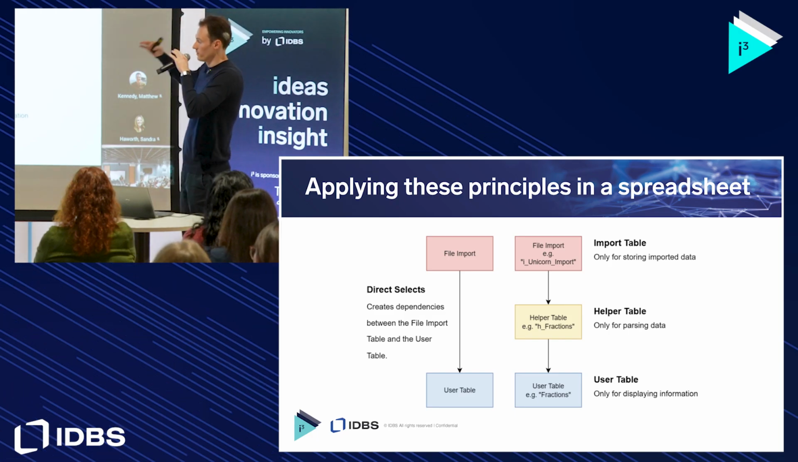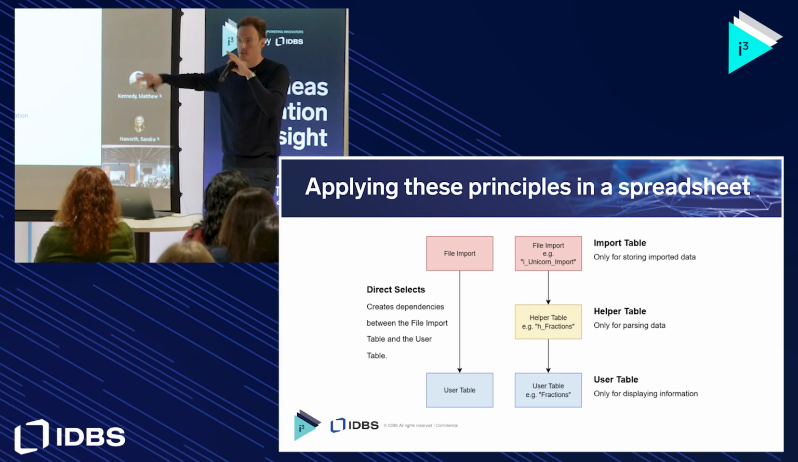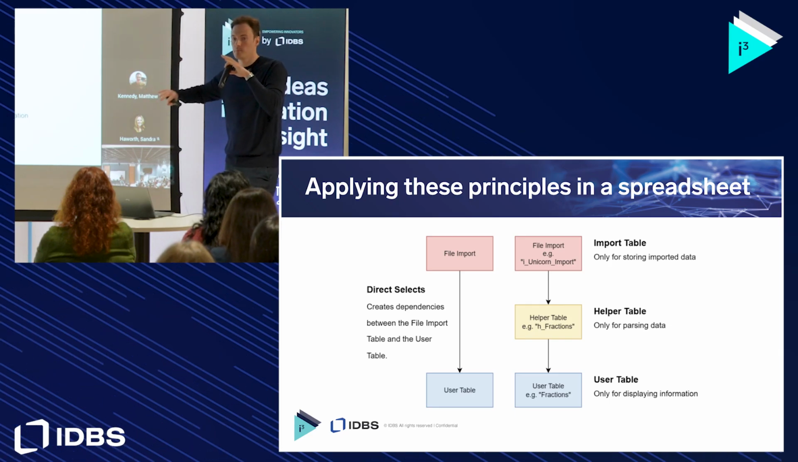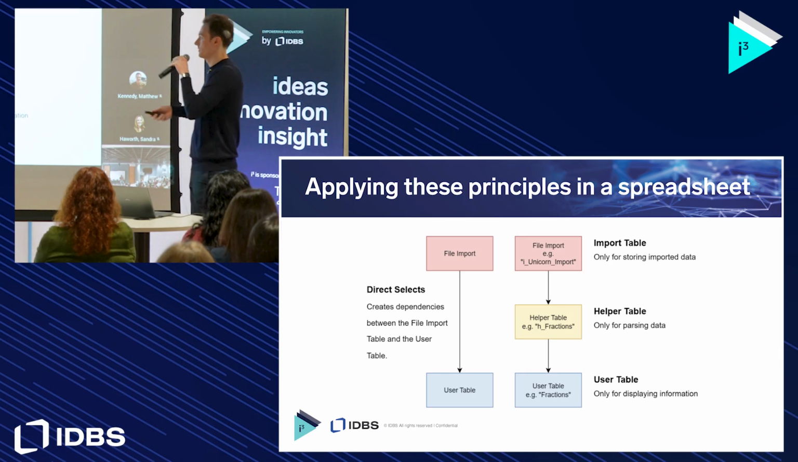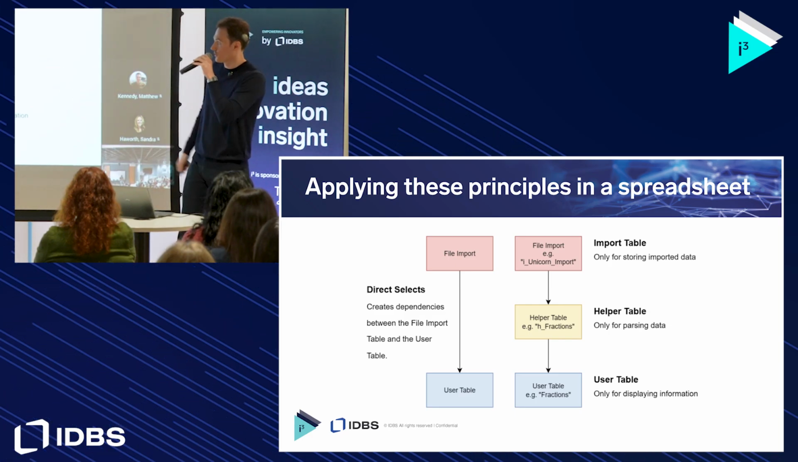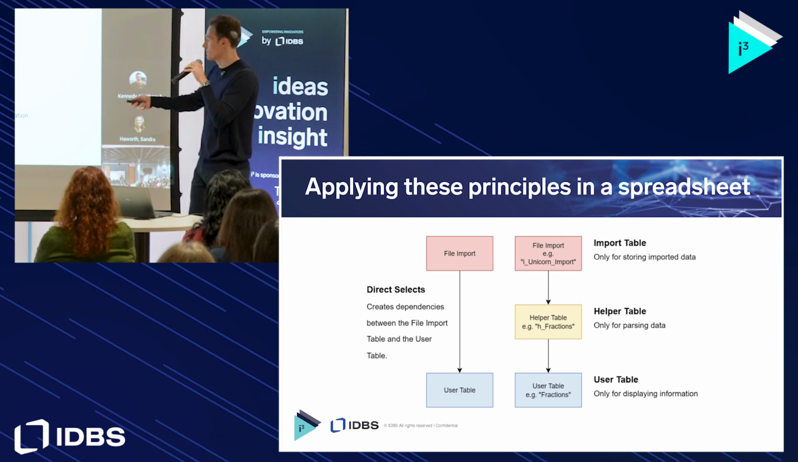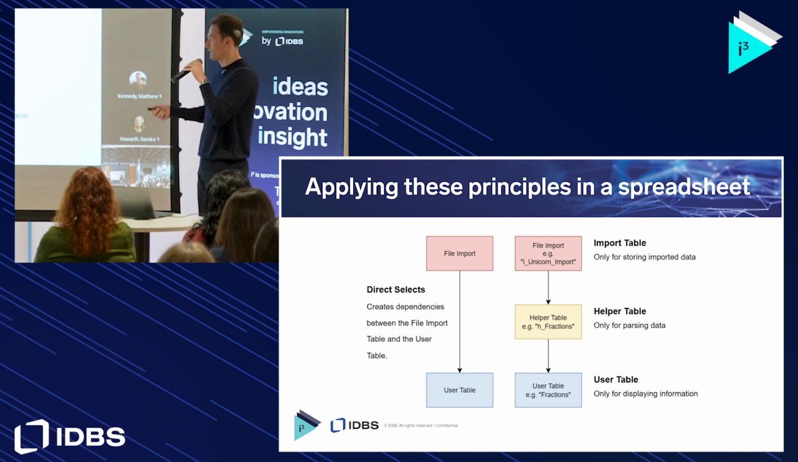So what we would normally do is we would have a user table and a file import table, and we would put all the formatting and permissions and parsing on the user table. But you can actually go one further than that, and you can ensure that you always have helper tables in the middle. That's where all your logic and your parsing lives. So if you need to update the user table, you don't have to break anything in the middle here.